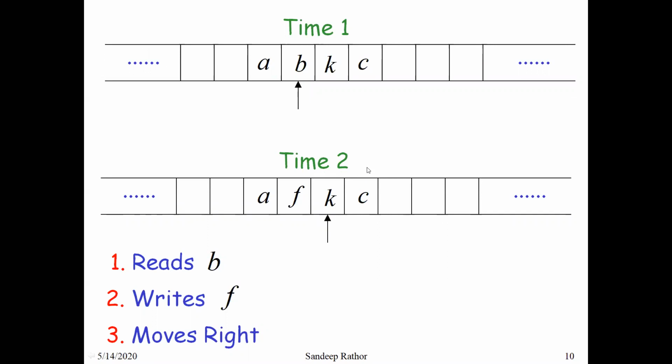Now another example you can see here. Suppose this is time 1. At this time the head is at the B position. Now you are reading B from the tape and you want to write F in place of B, and you instruct the head to move to the right direction. How is it possible? It will be possible like this. B is converted to F, and now you move to the right direction. So K will be the next symbol that the head will read in the right direction.